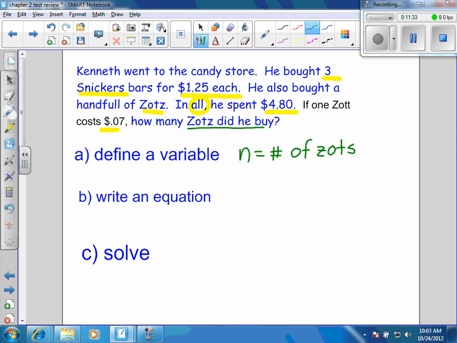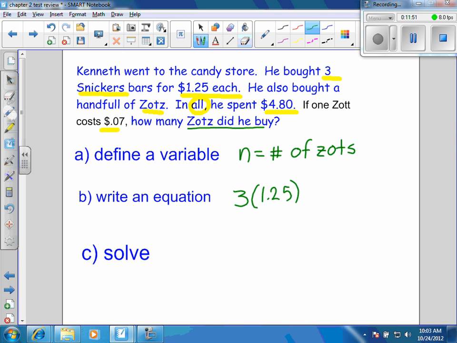Anything else? Did you get anything else? For the equation, I did 3 times 1.25. Okay, she said 3 times $1.25 because there's 3 Snicker bars and each one costs $1.25.